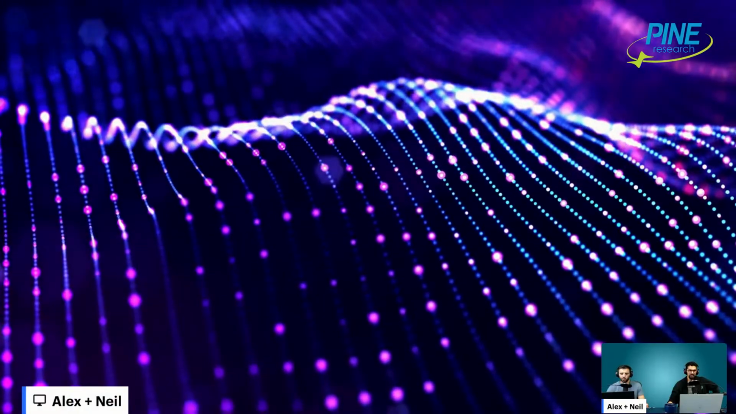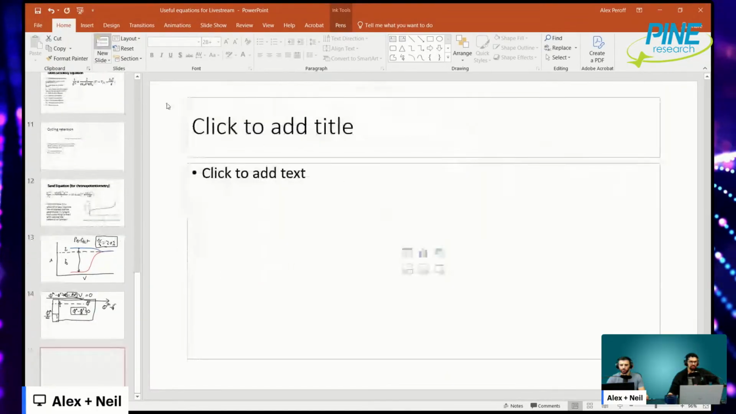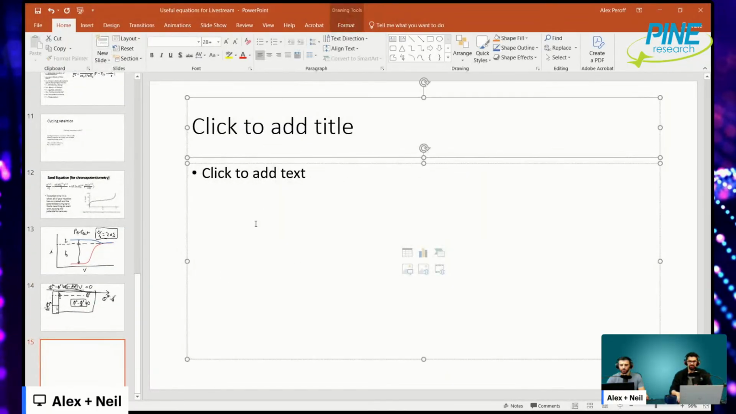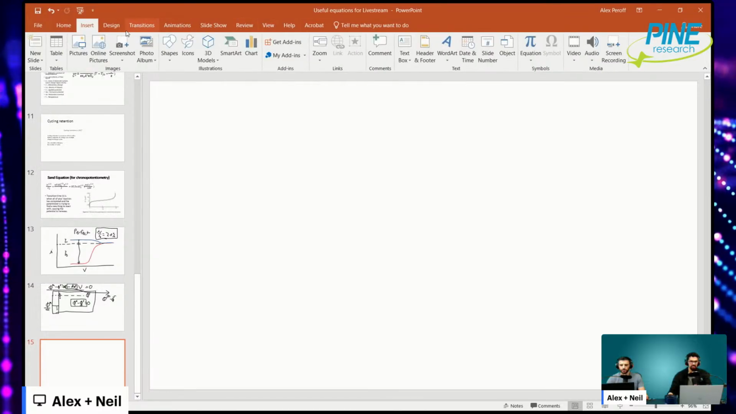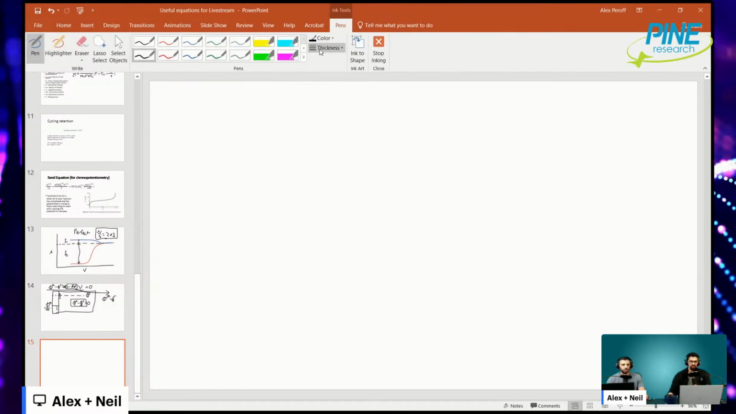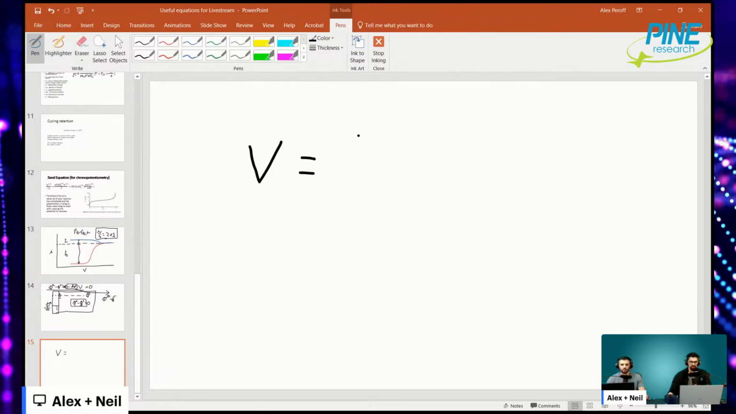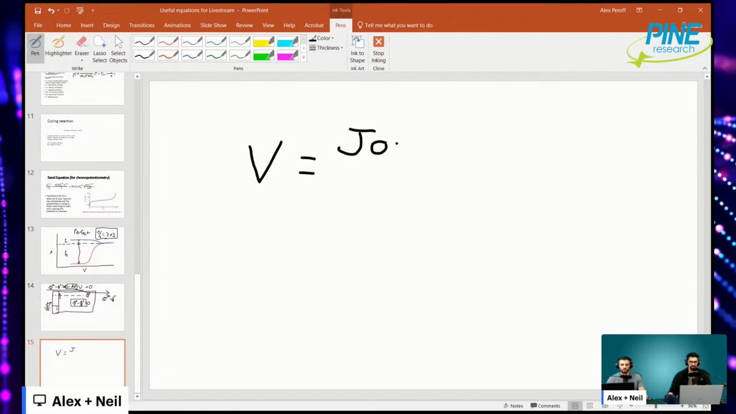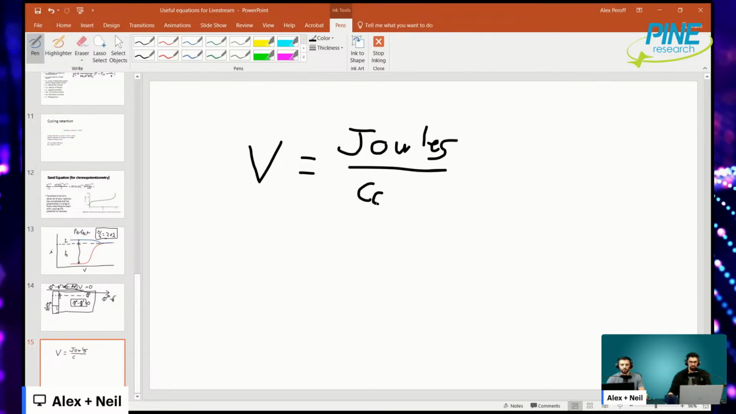So a simple way of thinking about it, and again for time and clarity I'm not going to go into it too much, but the units of potential are volts. And volts are joules per coulomb.